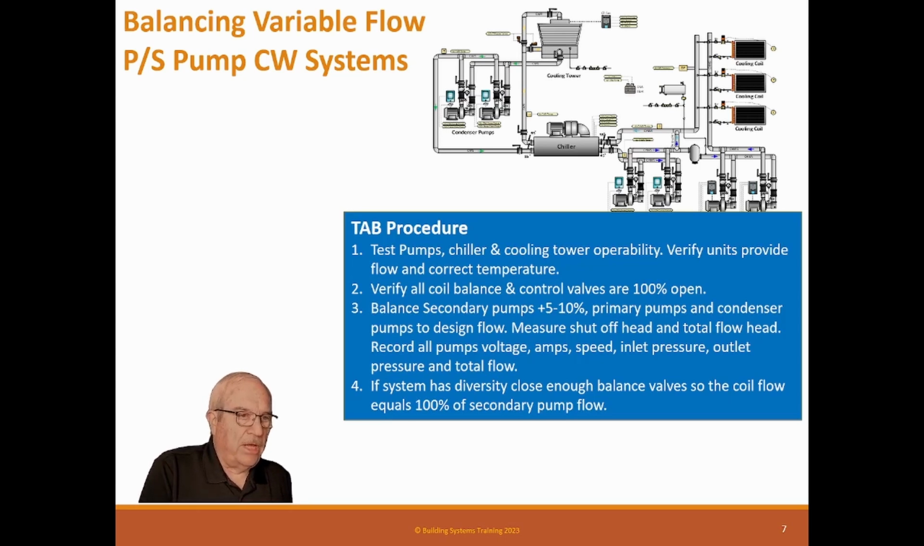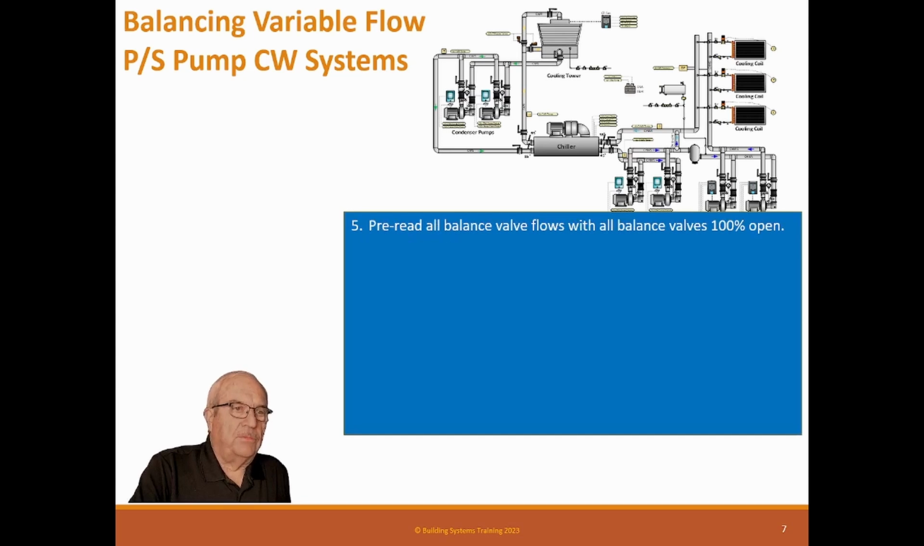So, it helps if you have smaller coils so you can trim that load and get fairly close. It is best practice to spread these closed coils around the system. Don't put them all in one spot. So now that you've got your diversity set up and we're ready to start, you pre-read all the balance valve flows with all the valves 100% open to diversity. So you run out there and you just read the coils. Don't balance anything, just read them.